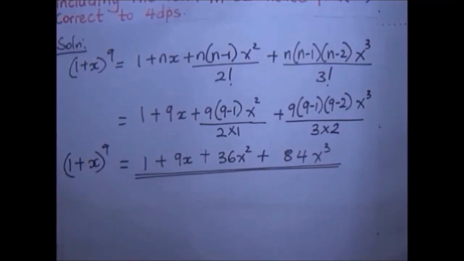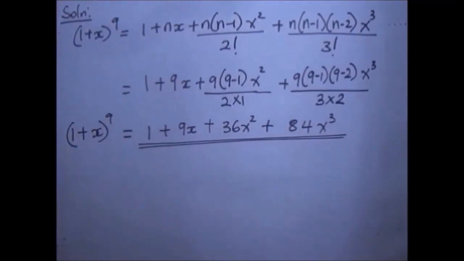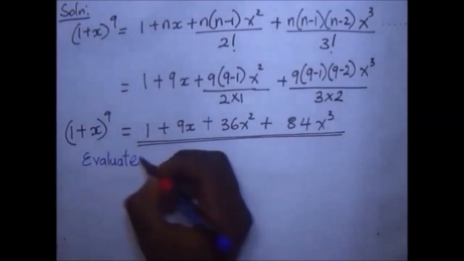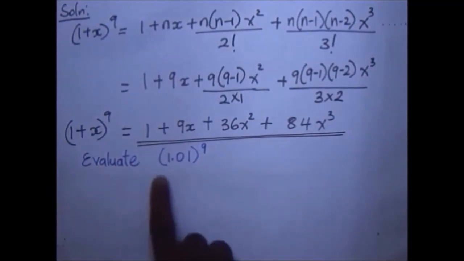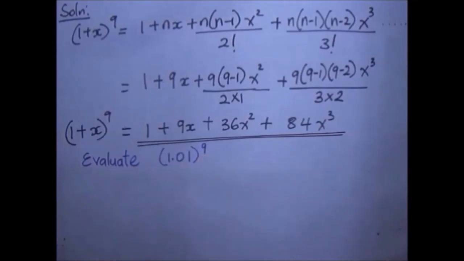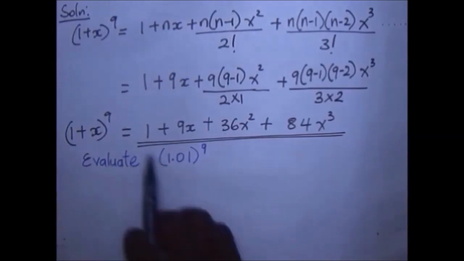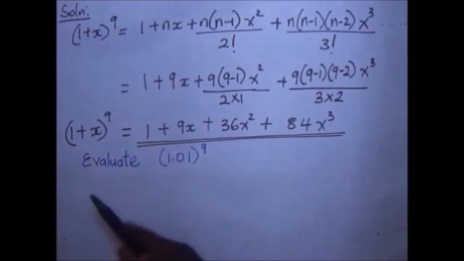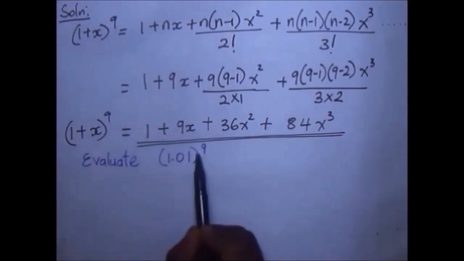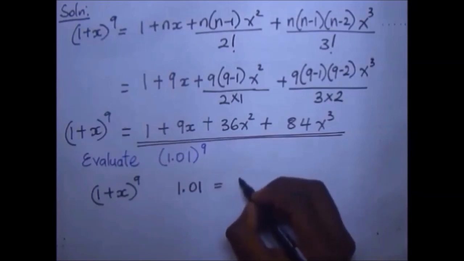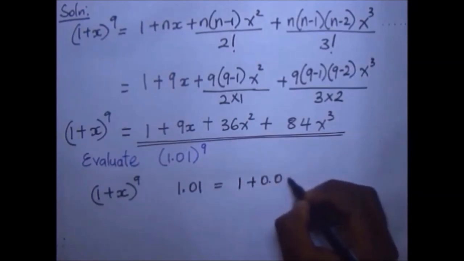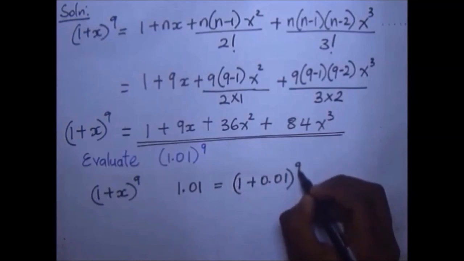Now if we're told to evaluate something else, let's take a question here. Hence evaluate 1.01 to the power 9. Now after expanding this 1 plus x to the power 9, we know the expansion for this binomial expression, and now they're asking us to use this to evaluate this. This 1.01 is the same as saying 1 plus 0.01, to the power 9.